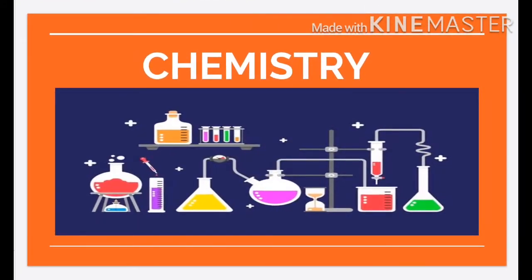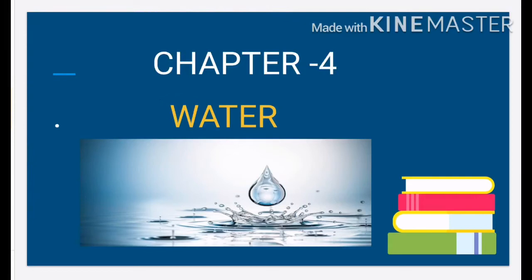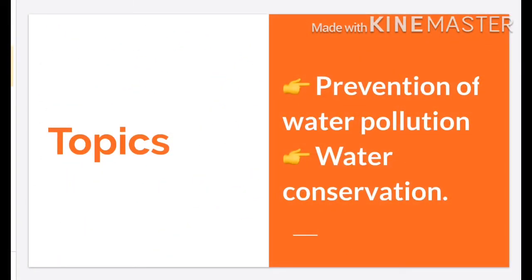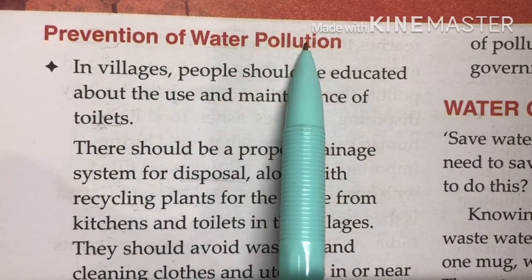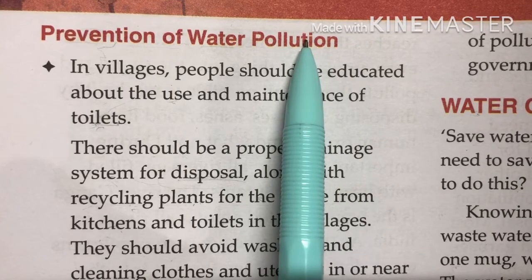This is your chemistry class and our fourth chapter, that is water, is going on. And today we are going to start our last topic, that is prevention of water pollution and then water conservation. So our topic is prevention of water pollution, means how to prevent water pollution.